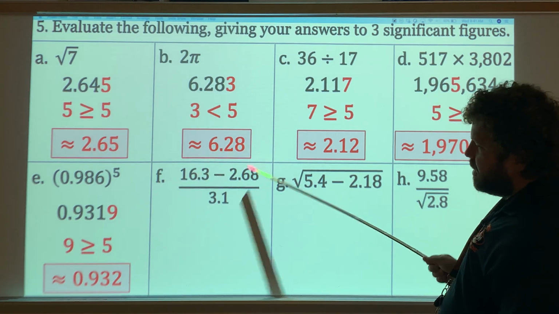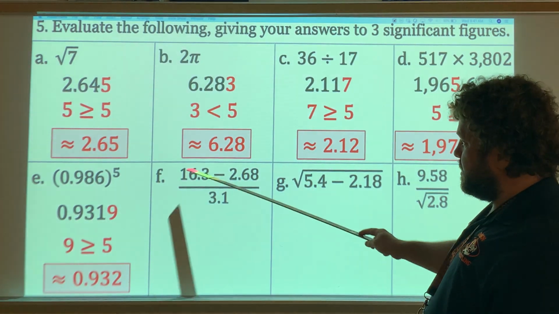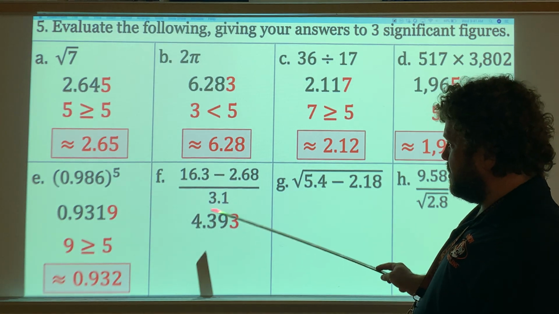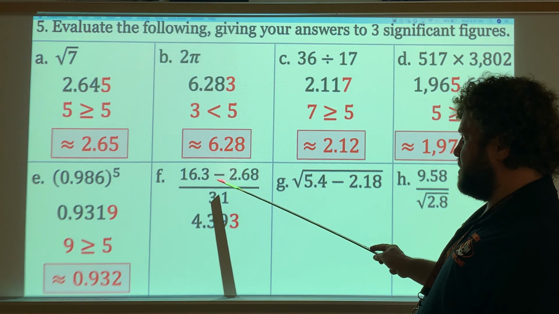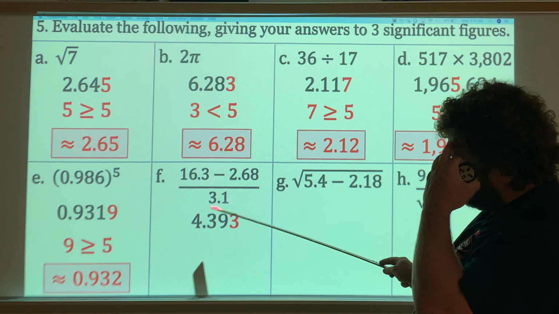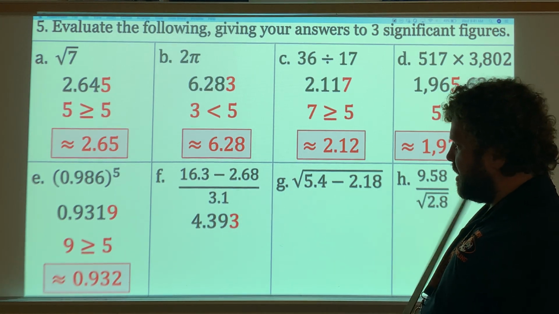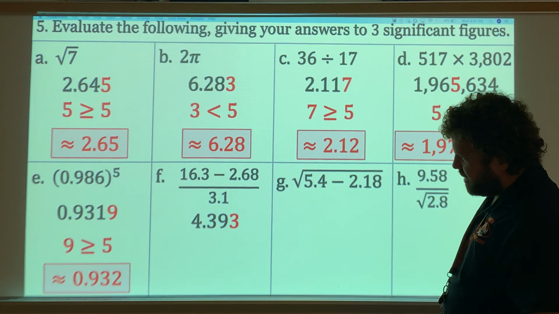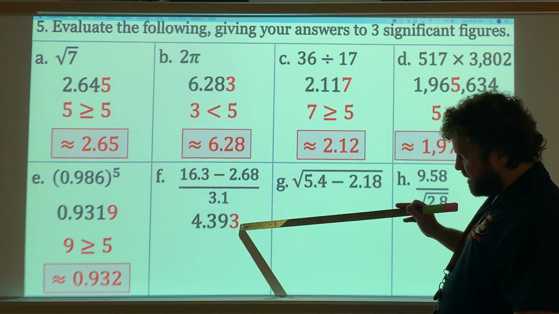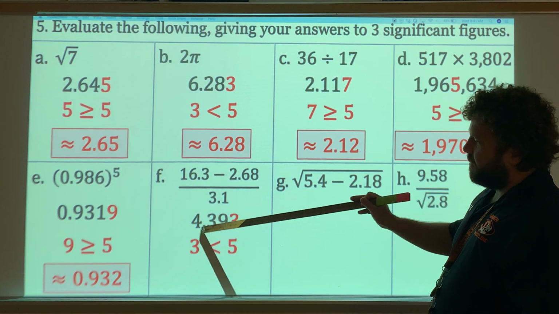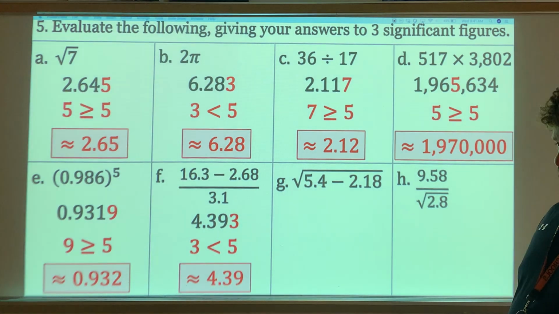F, do your numerator first. Subtract the 2. You get 13 point something divided by 3.1. You get 4.393 as an answer. 3 is less than 5, so 4 and 39 hundredths.